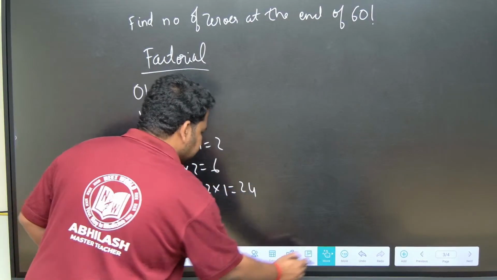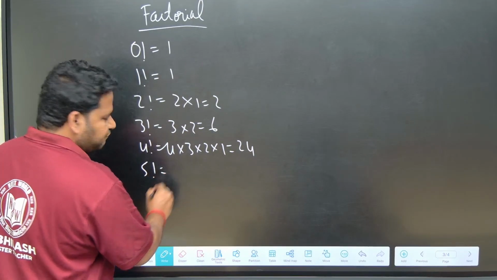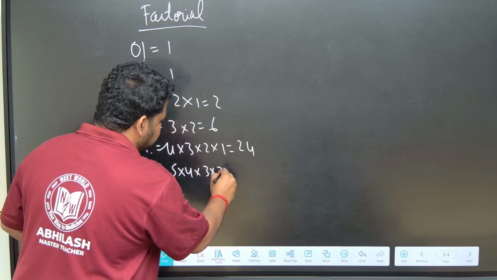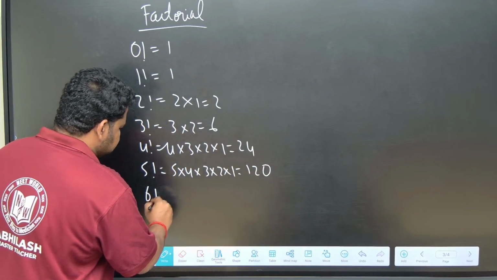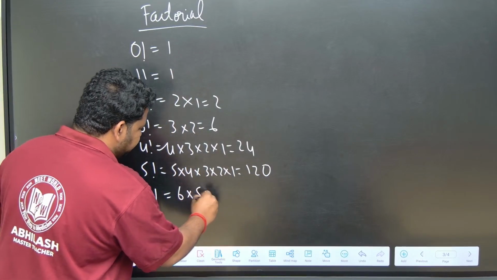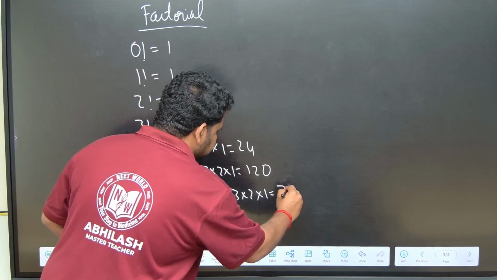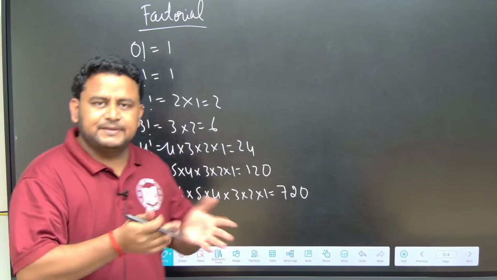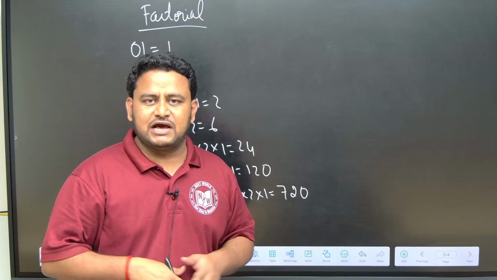5 factorial is 5 into 4 into 3 into 2 into 1, that is nothing but 120. 6 factorial is 6 into 5 into 4 into 3 into 2 into 1, that is nothing but 720. Like this it goes on. After 5, any number that you get will have a 0.